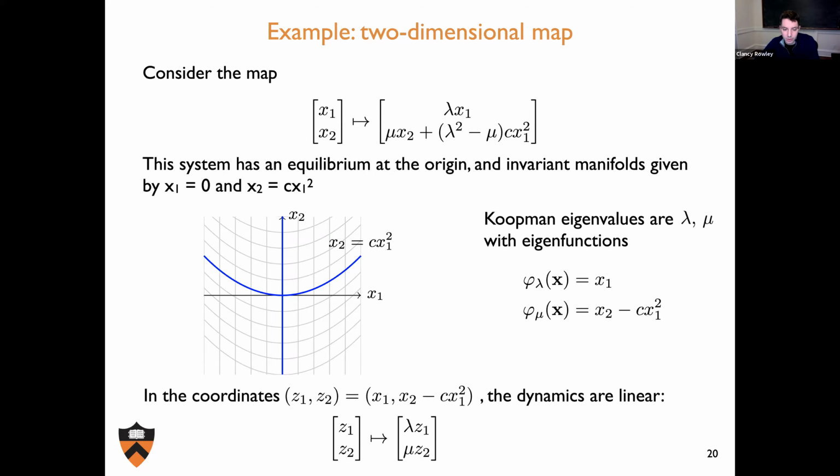And if you use those coordinates, just the values of those Koopman eigenfunctions, just map to that little nonlinear change of variables at the bottom, in those coordinates, the dynamics are linear, and they're even decoupled. So z1 maps to lambda z1, and z2 maps to mu z2. So these Koopman eigenfunctions determined a very helpful set of coordinates that just linearize the system. You can think of this as like diagonalization, but for a nonlinear system. Now, you can't always do this, but if you have enough Koopman eigenfunctions, then you can do this.